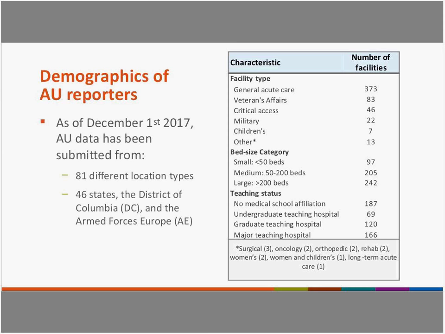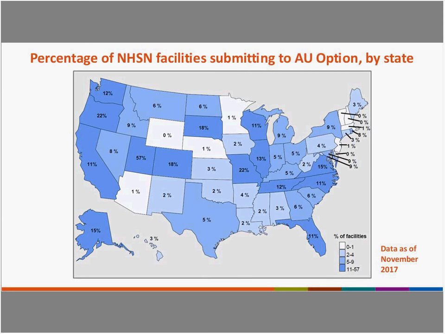This is just a map showing the percentage of facilities in each state that are reporting data into the antibiotic use option. Just to give you a sense of the geographic spread, you can see that there are some states where we have a very high reporting rate. For example, in Utah, more than half of all facilities are reporting data into the antibiotic use option, whereas in most states that percentage is quite a bit lower. But it's certainly been encouraging to see that several years ago there were a lot of zeros on this map, and there are very, very few zeros on this map now.